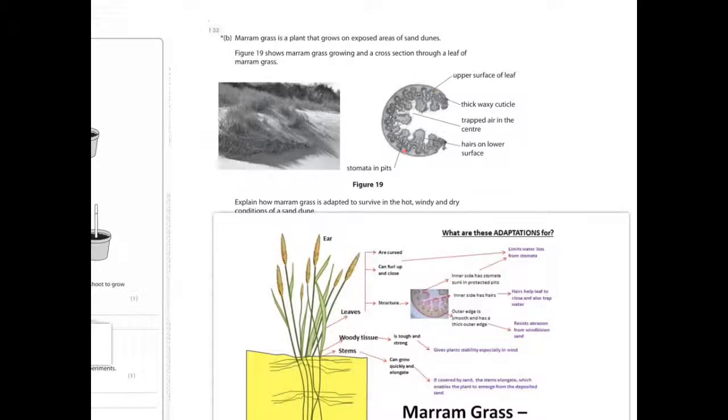It has a thick waxy cuticle. Wax prevents water loss, so it's all about preventing water loss. Trapped air in the centre keeps moist air near here, so there's less of a gradient in humidity. So basically, if there's water here and water inside the plant, as opposed to dry air here, you'll get less water loss through evaporation due to a concentration gradient. So there's a shallower concentration gradient. And hairs on the lower surface also trap moisture, which again reduces that concentration gradient, makes it shallow, so less water evaporates. So it's very kitted out to conserve water.